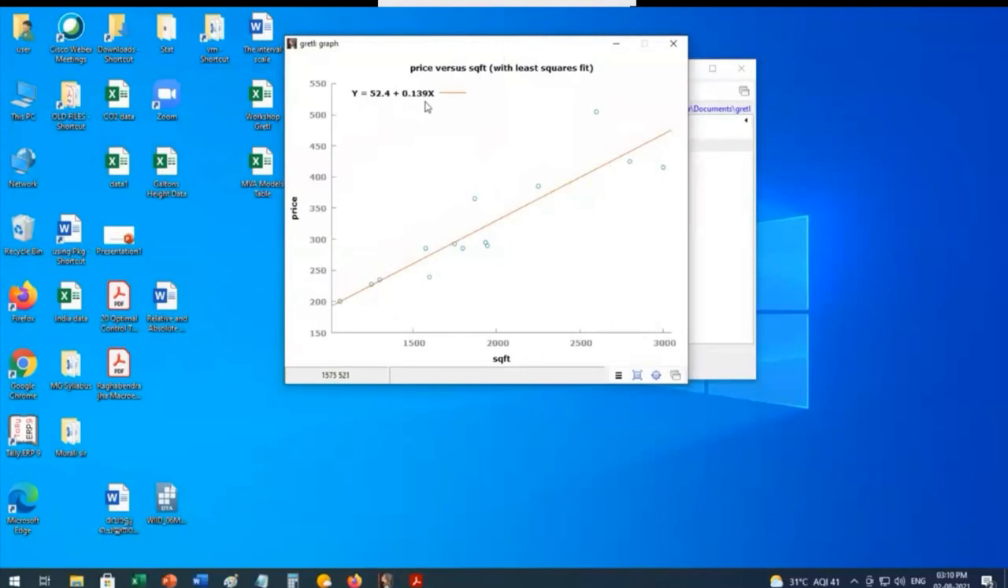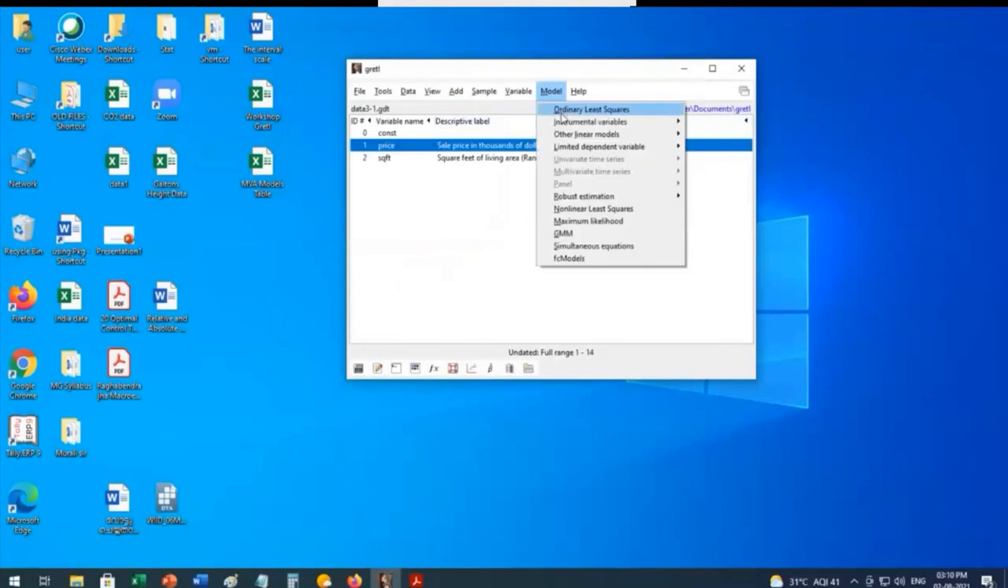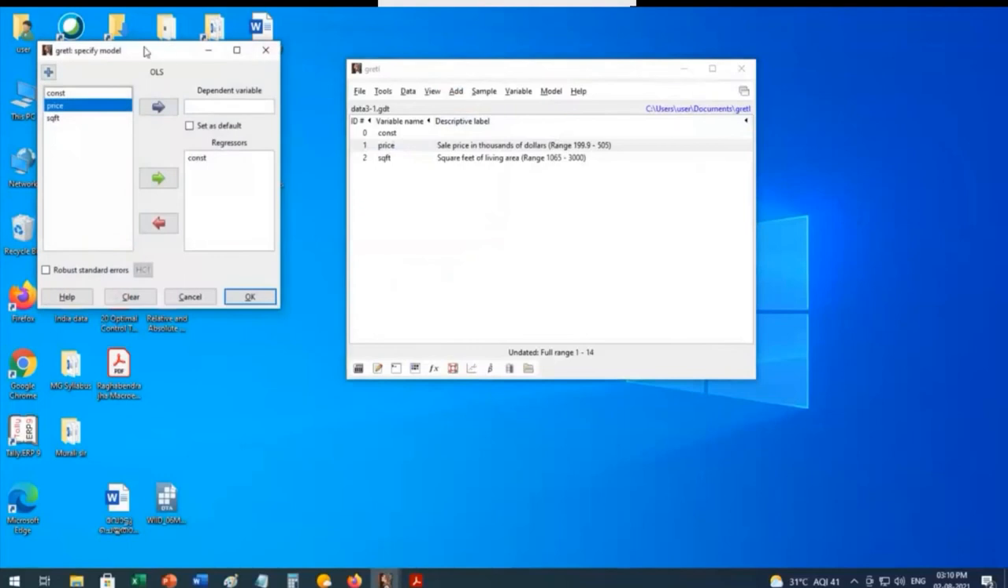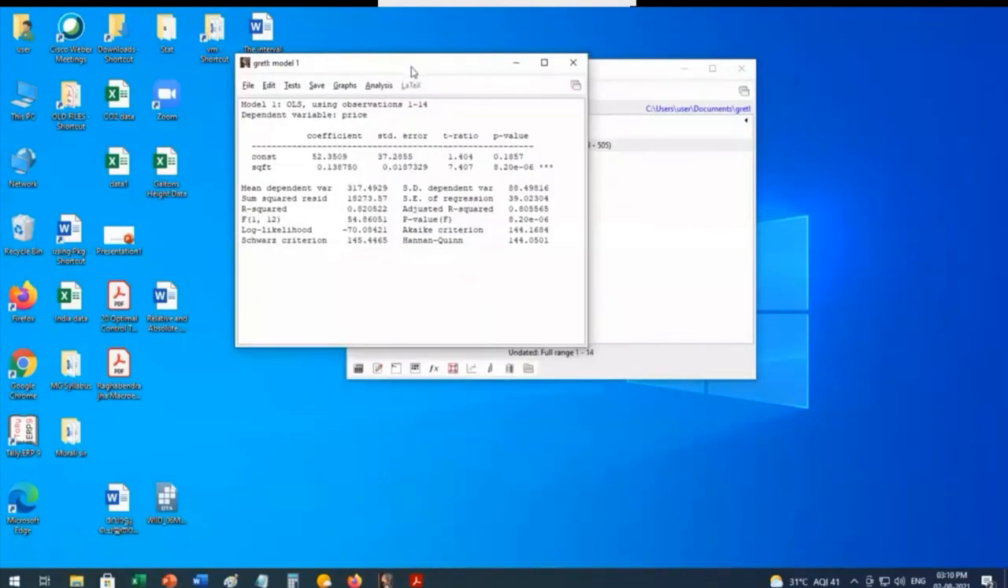Okay. Now, how do we do the regression? To do the regression, we go to Model. Here we have ordinary least squares. Click this one. The dependent variable is price. The regressor, or the independent variable, is square feet. Already a constant is here. Now we can click OK, and we get the regression result. Constant is 52.35, and the square feet coefficient is 0.139. So this result we have already found along with the graph.